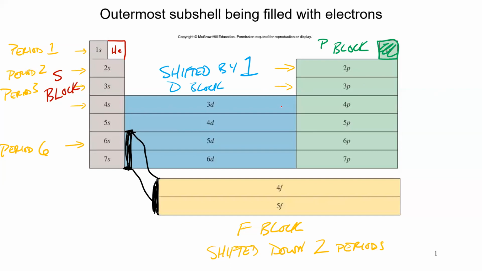Now remember that in multi-electron elements the 3d subshell is higher in energy than the 4s subshell, and so we put it later in the periodic table. Instead of sitting in period 3, it actually sits down in period 4. The F blocks are shifted down by 2 periods, and so when n equals 6, we have the 4f subshell, and when n equals 7, we have the 5f subshell.